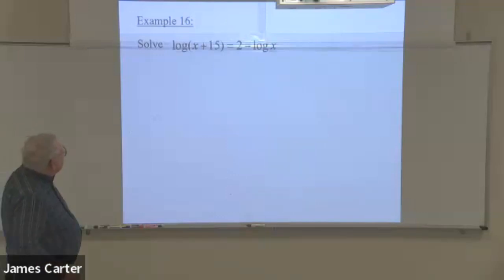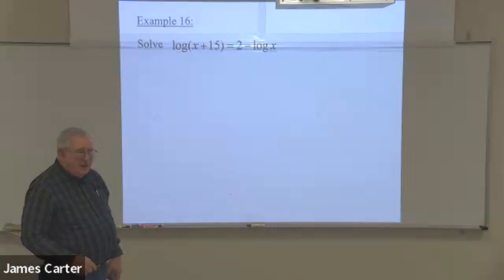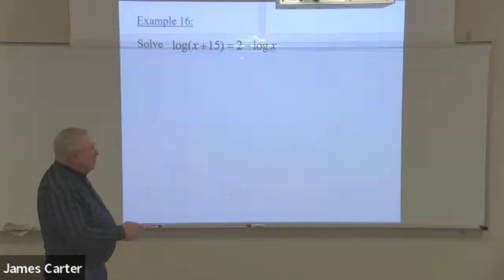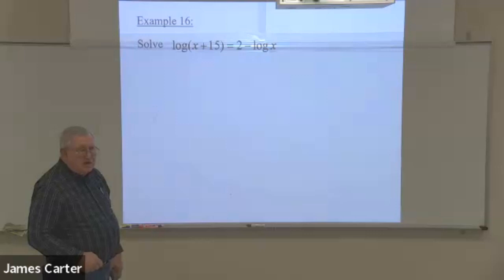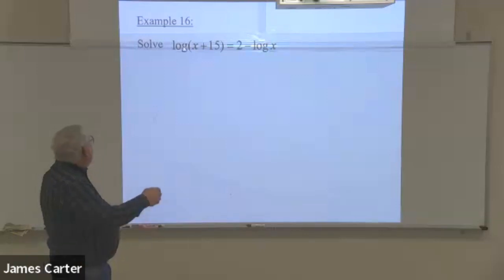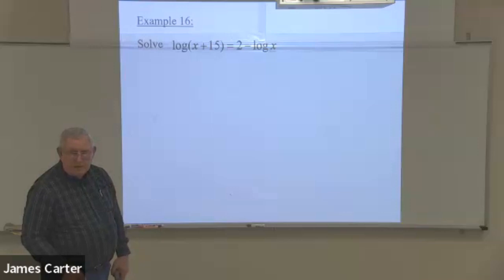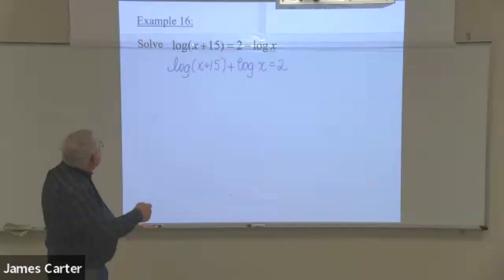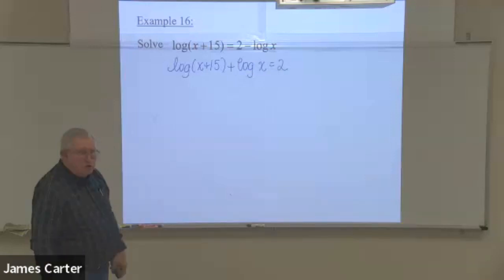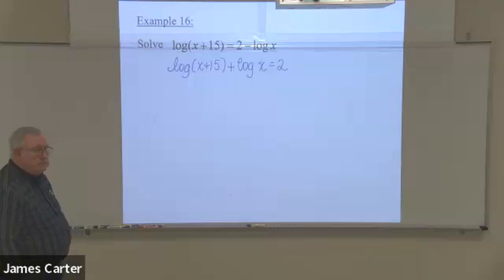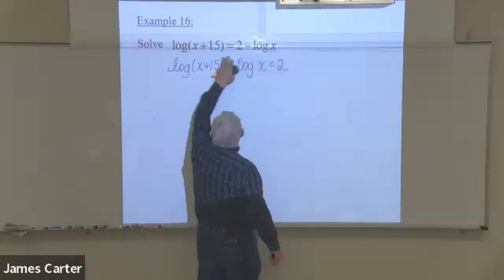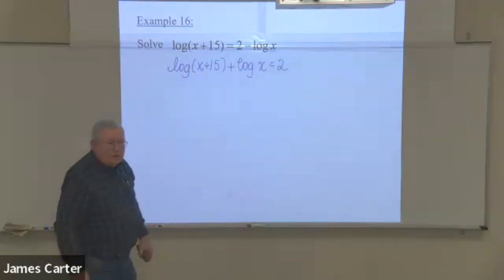This one looks iffy, but in reality, it's like the last problem. We got this 2 over here, Lone Ranger. So we need to leave it over there, but we need to move this one over here by adding its opposite. So when we do that, we end up with log of x plus 15, add its opposite, plus log of x, and then it equals the 2. You know, I suppose you could put plus log x plus log x if you wanted to.